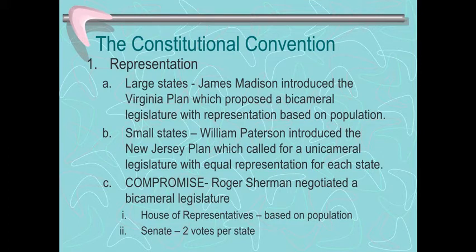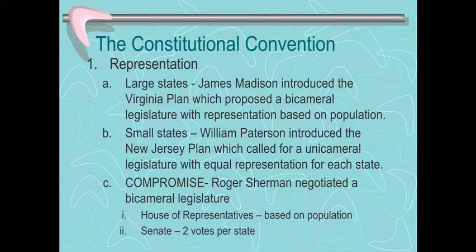The large states, led by or represented by James Madison, introduced a plan known as the Virginia Plan. This Virginia Plan proposed a two-house legislature with representation based on population. The reason they wanted it based on population, first of all, is that they were looking to include their slave population as a part of that. If they could do so, they would get more representation in government, according to their plan.